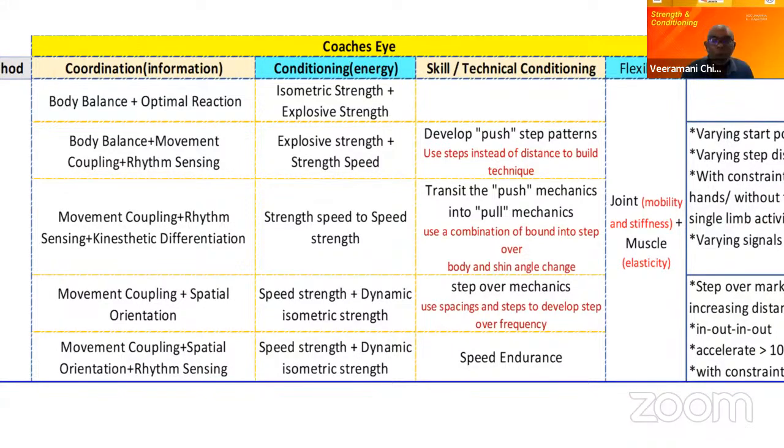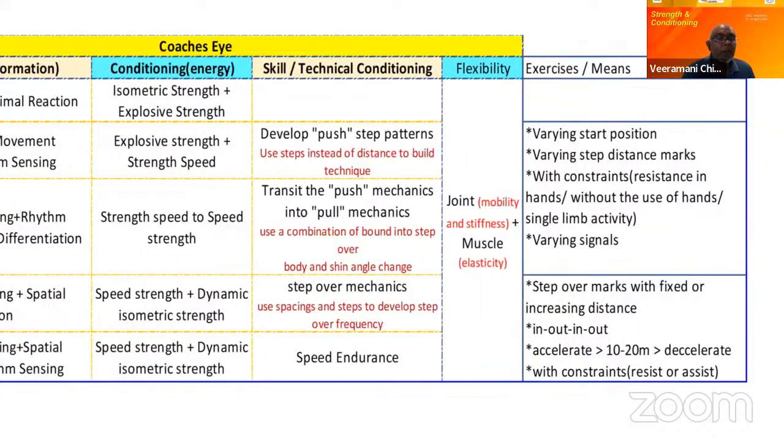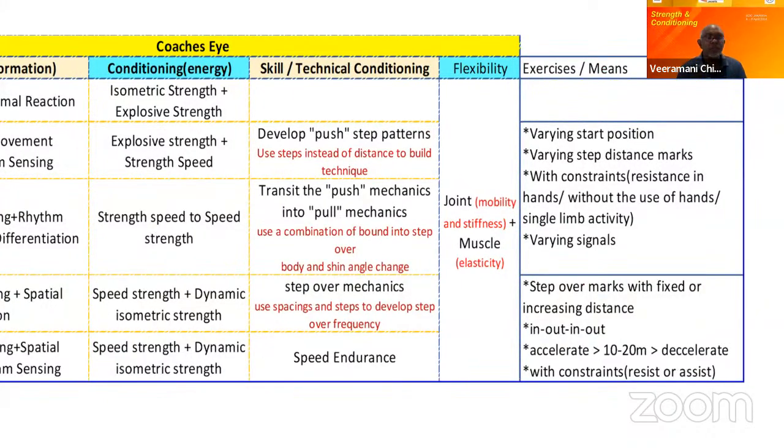What are the things that can support us flexibility wise? We know that we need mobility and joint stiffness, again for the demand of the speed. And in terms of muscle, it's more elasticity. What are the training means we can have? We have varying starting positions, varying step distance markers to create the frequency base or overstep base with constraint, which is basically resistance, without the use of hands.